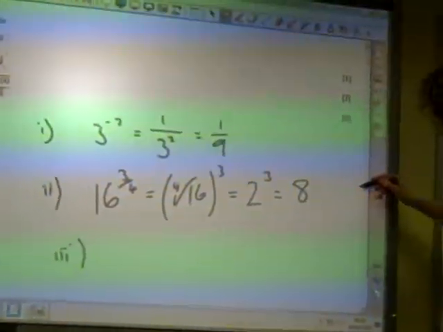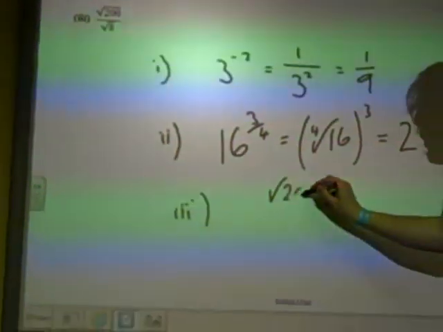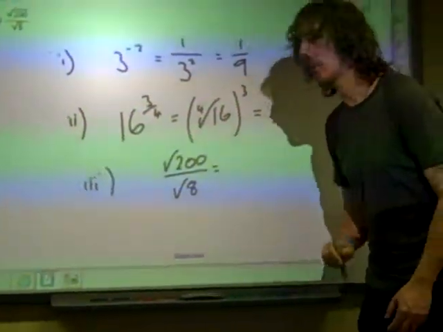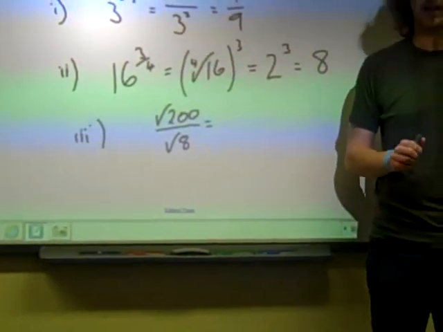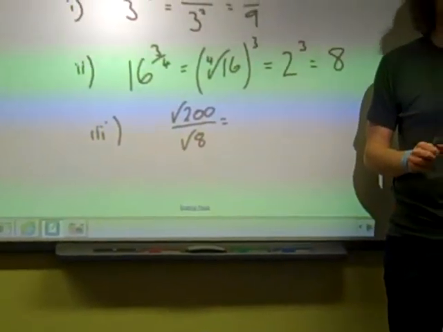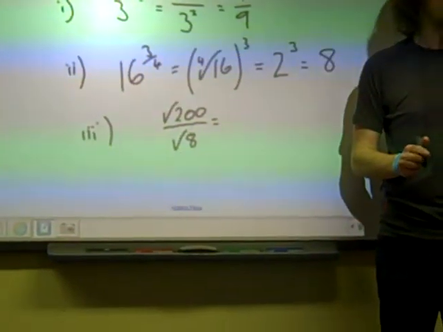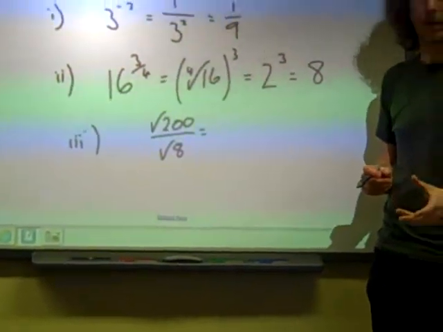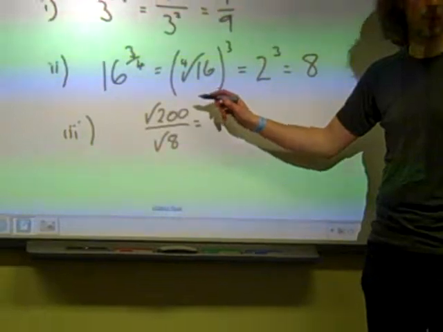Okay, and the third one is root 200 over root 8. Now, there's a couple of ways we can go about doing this. We've just talked about surds, we rationalise the denominator, so we could try multiplying top and bottom by root 8 and try and simplify it that way. But I think that's quite a difficult way of going about doing it. Better would be to simplify the surds first.